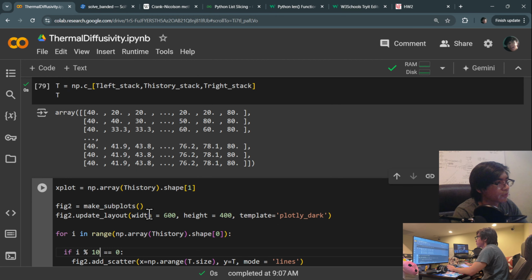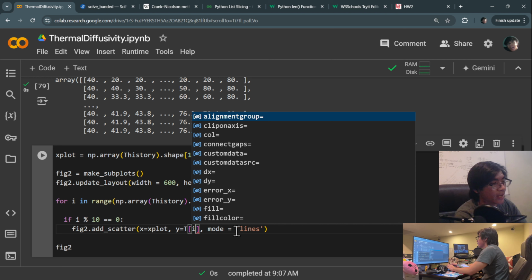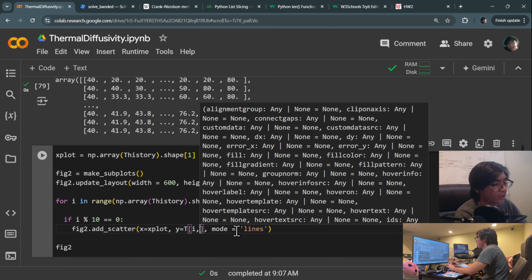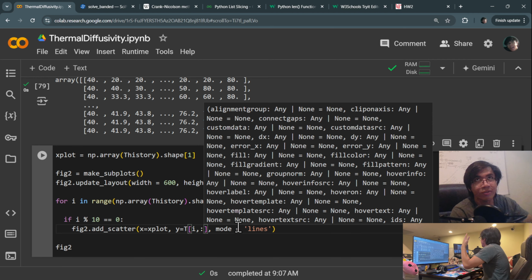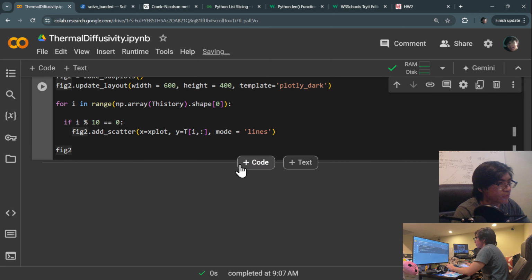Right, yeah. After every 10th i, so it'll plot 10. 100 divided by 10 is 10. If it equals 0, so no remainders, we plot. What are we plotting? Our xplot, that's why we made it. And then our temperatures, so we want to index that at the i interval for the entire row. So I guess I could showcase that, why not?